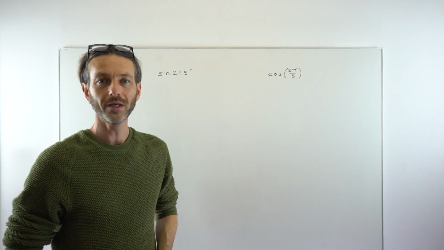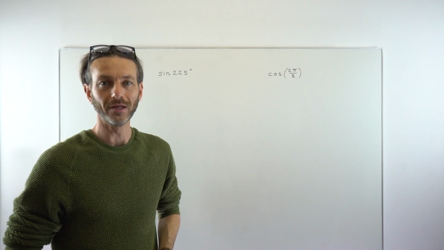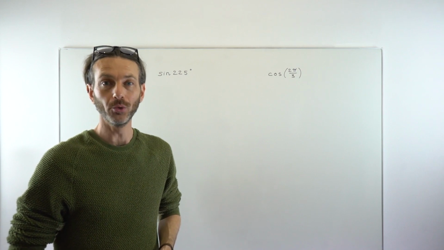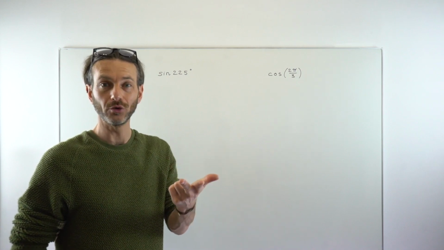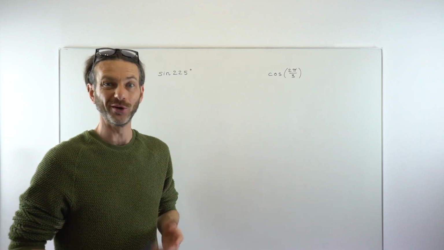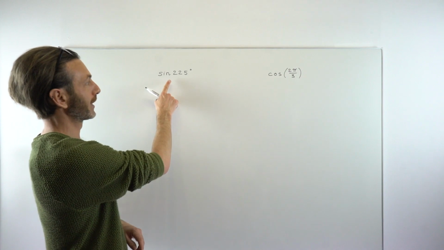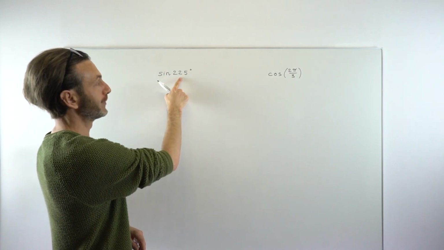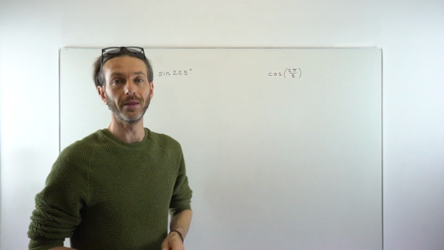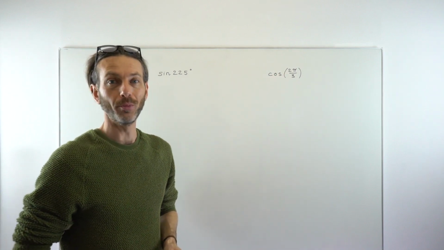In this video, we're going to consider how you work out trigonometric exact values for multiples of the common angles. The common angles, like 30, 45, and 60 degrees, or their radian equivalent, are the ones that you should know off the top of your head. But what happens if you have to work out something like the sine of 225, which is a multiple of 45, or the cosine of 2 pi by 3? So there are multiple methods for this.